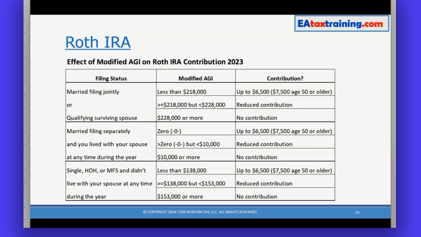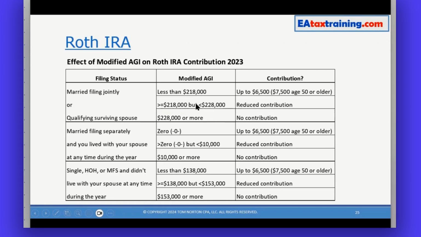So there's only one chart, and here it is. If you are married filing jointly or a qualifying surviving spouse, and your modified AGI is less than $218,000, then you can make the full contribution. If it is $228,000 or more, you cannot make any contribution. If it is between those amounts, then it is a reduced contribution.